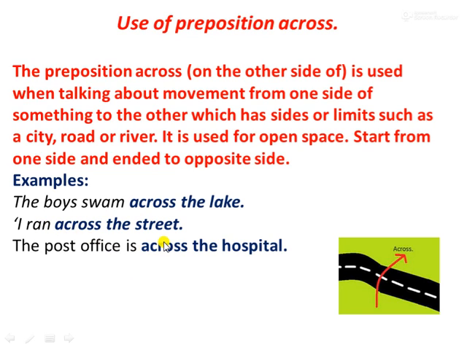I ran across the street. The post office is across the hospital. So this last example is telling you that the post office is situated on the other side of the hospital. So this is the use and the image of the preposition across.